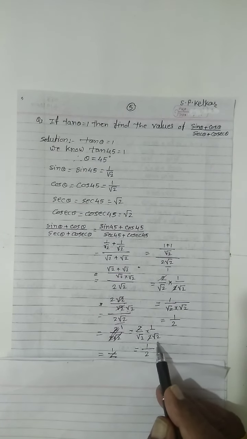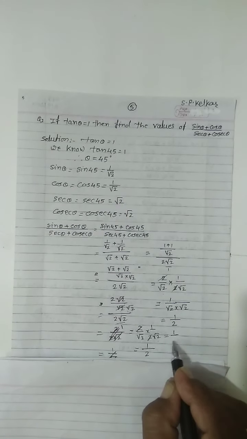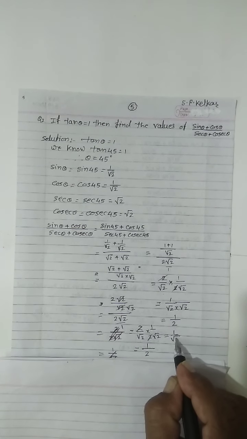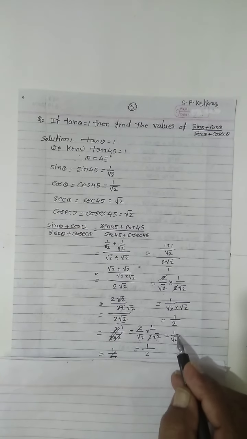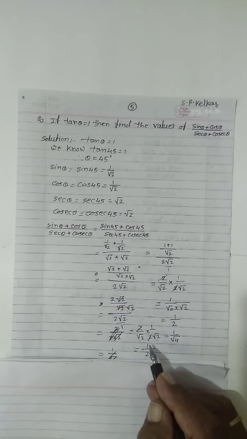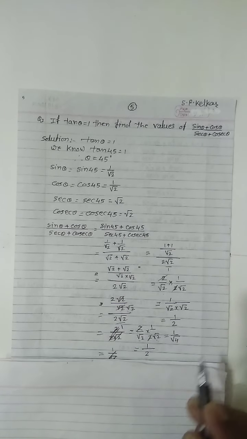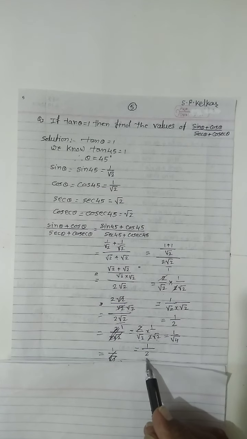This root 2 into root 2 means 1 by under root 4. The product we can write like this, 1 upon root 4. Then the square root of 4 is 2. So we write 1 by 2. The value of this expression is 1 by 2.